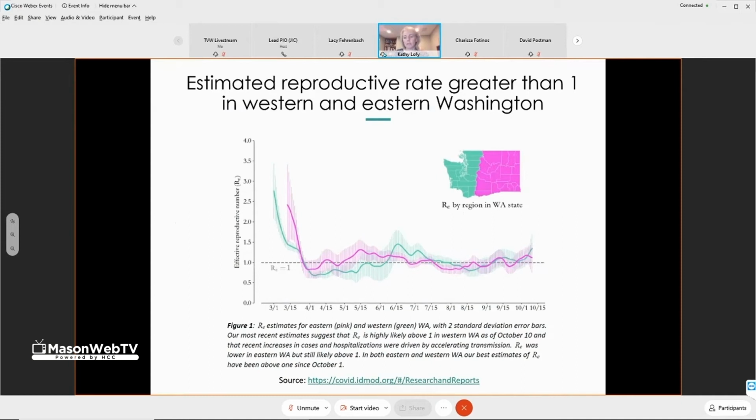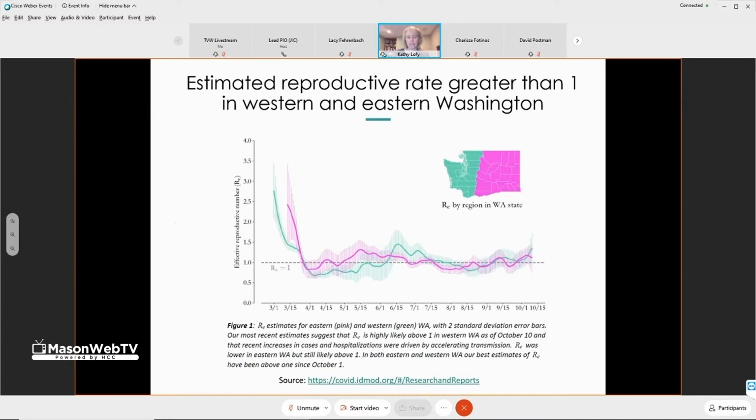The one thing I wanted to point out from the beginning is that most of these graphs show data through mid-October. As you know, the past approximately 10 days of data are not always complete. And so our modelers really only like to show the data where we're really confident in the data that is complete. So this first graph shows the estimated reproductive rate in Eastern and Western Washington.